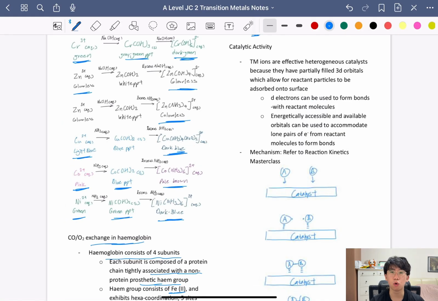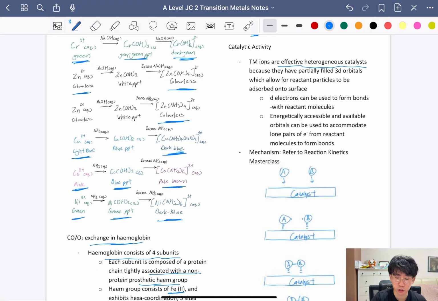Transition metals are also known for their catalytic activity. And they make effective heterogeneous catalysts because they have partially filled 3d orbitals that allows reactants to be adsorbed onto the surface. So your d electrons can be used to form bonds with reactant molecules. And the d orbitals are also energetically accessible and available orbitals, so they can be used to accommodate lone pairs of electrons from your reactant molecules to form bonds.